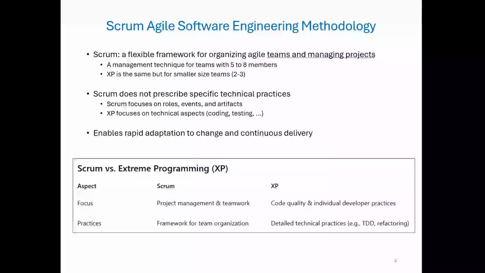XP, on the other hand, dives deep into the technical practices. It prescribes how to write better code, how to test early and often, and how to avoid integration issues. So, in summary, Scrum provides the management structure while XP focuses on engineering practices. Many teams actually use a blend of both to balance strong technical practices with effective project organization.